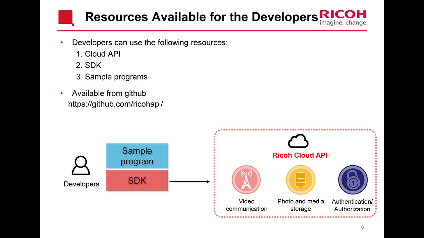This slide shows exactly which resources are available to you. There are 3 resources you can use: the Cloud API, the SDK that facilitates the use of Cloud API, and the sample programs that show how the SDK is used. These are publicly available at the RICOH API account on GitHub. These are all published, and thus you just access this website to see them.